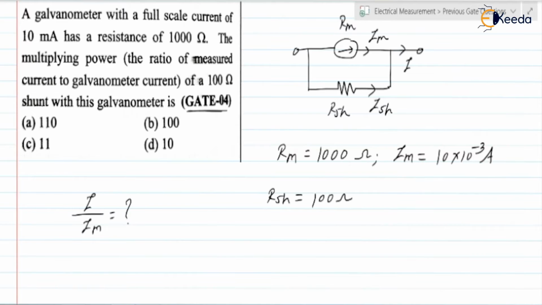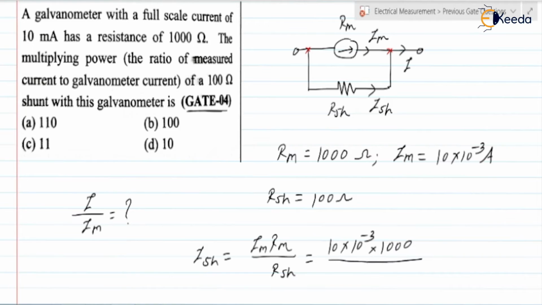If you check the potential difference between these 2 points, which is nothing but the voltage across the basic meter, it is equal to the voltage across the shunt resistance. So can we write ISH is equal to Im into Rm divided by RSH. So what is Im into Rm? Im is 10 into 10 to the power minus 3, into Rm is 1000, divided by RSH. What is RSH? It is 100. So it is equal to 10 by 100, that is 0.1 ampere.